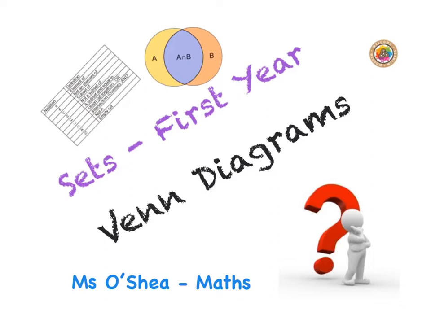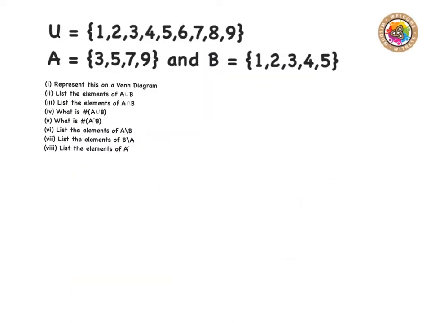Okay, and so today we are looking at Venn diagrams. Okay, so in the question here we're told that U is equal to 1, 2, 3, 4, 5, 6, 7, 8, 9, so that's our universal set. And within that we have A equal to 3, 5, 7, 9, B equal to 1, 2, 3, 4, 5. And so we have to represent this on a Venn diagram is the first part of the question.